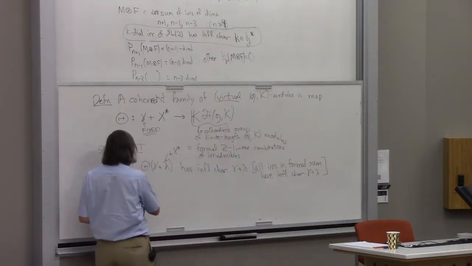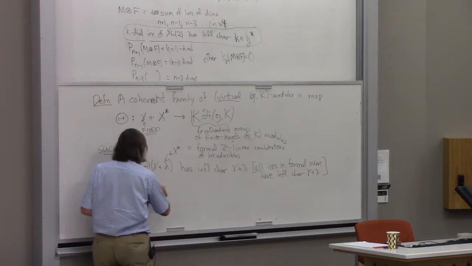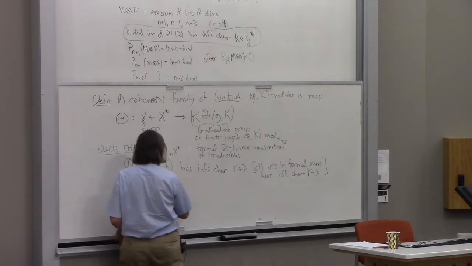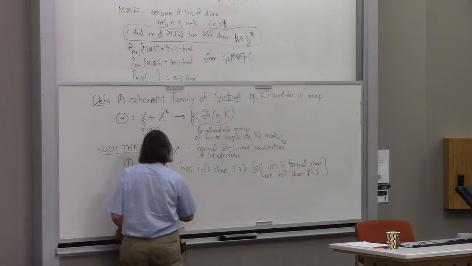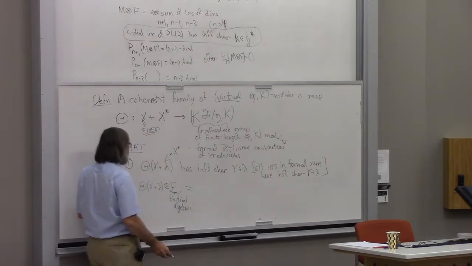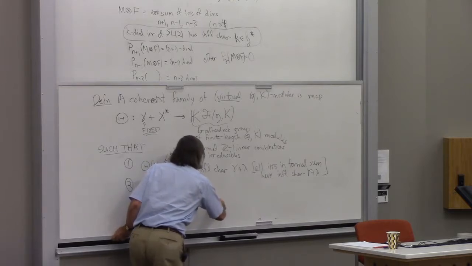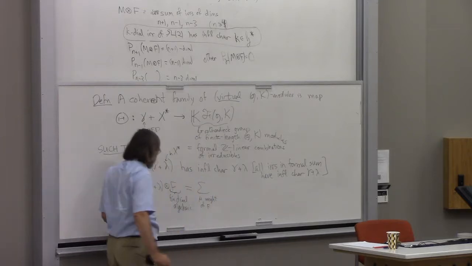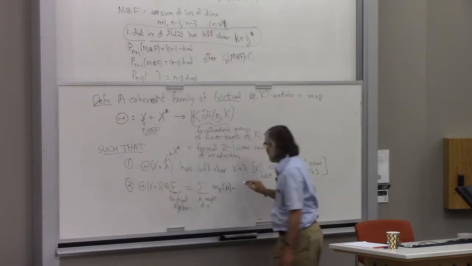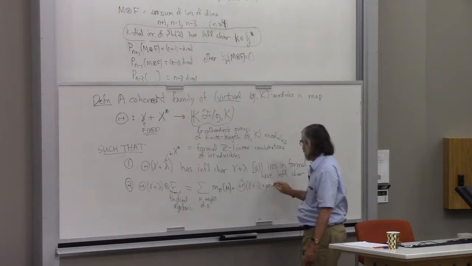And the second property is that if you take theta, take one of these things and you tensor it with F, this is a finite dimensional algebraic representation, what you get is the sum over the weights mu of F of the multiplicity of that weight times the value of the coherent family at gamma plus lambda plus mu.